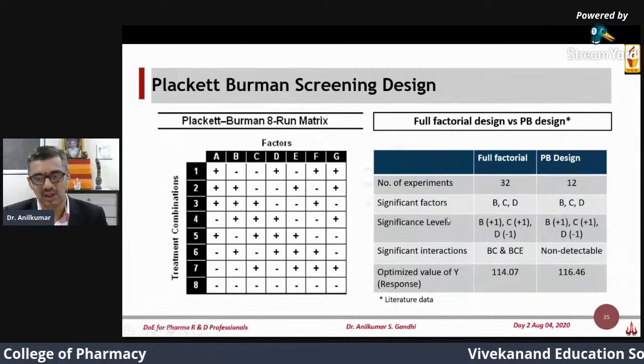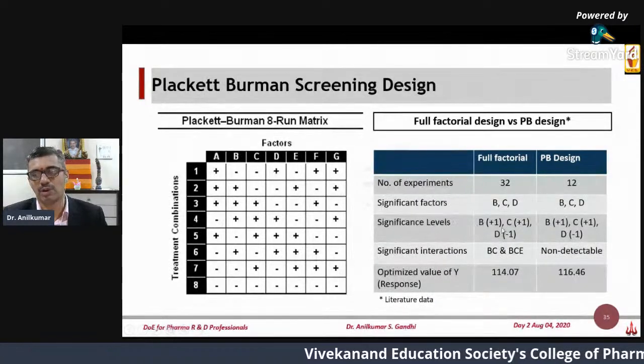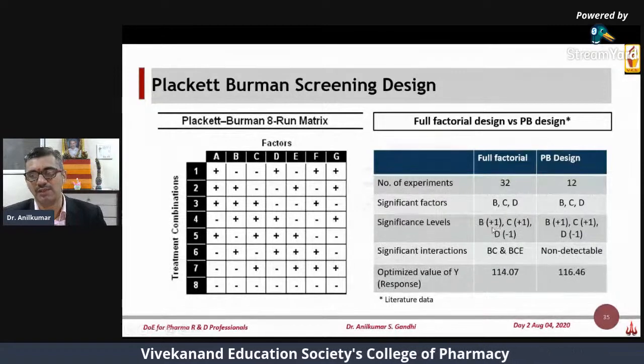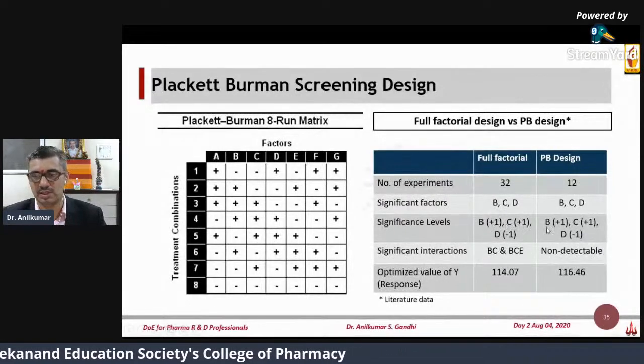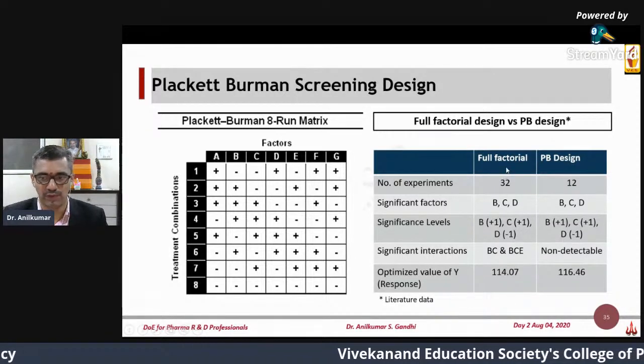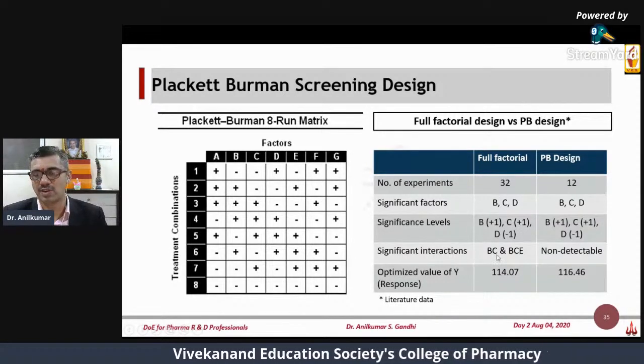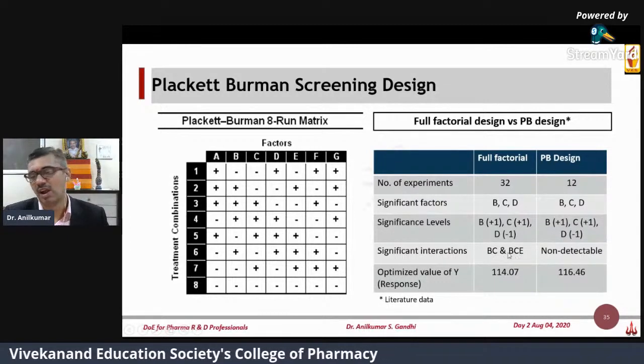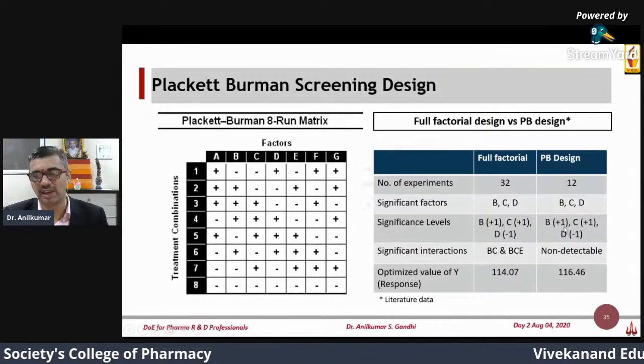That's the main effect. What is the level of the main effect? What it says is the high level, high B plus 1, and these are the same notations. So it is giving a similar effect as the full factorial. Significant interactions are BC and BCE, which of course are not detectable in Plackett-Burman.